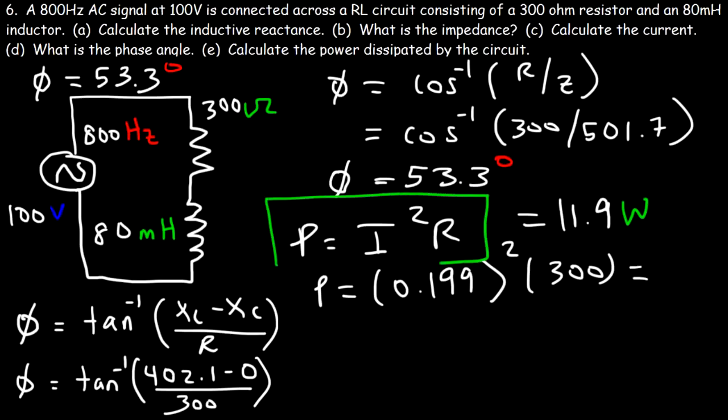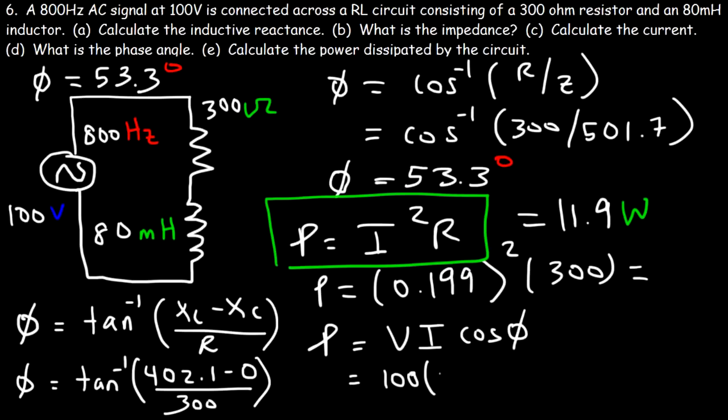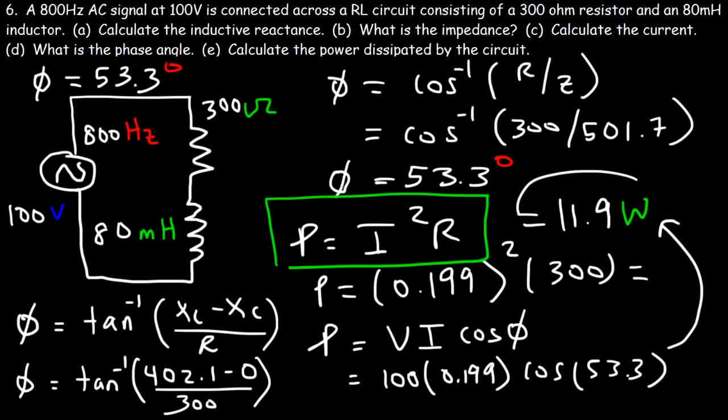Now, in addition to using this equation, you can use this equation. It's equal to the RMS voltage times the RMS current multiplied by the power factor, cosine of the phase angle. So the voltage is 100. The current in this circuit is 0.199 times cosine of 53.3. And this will give you the same answer of 11.9 watts. And so that's it for part E.